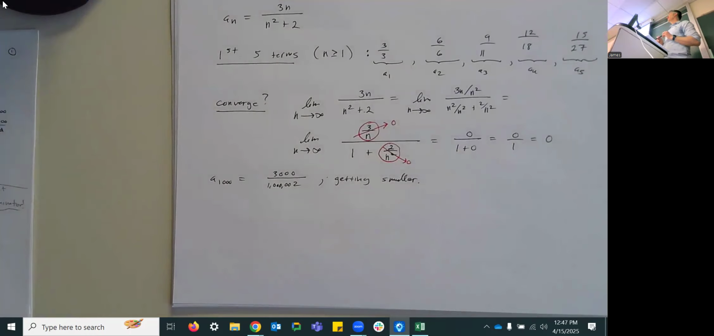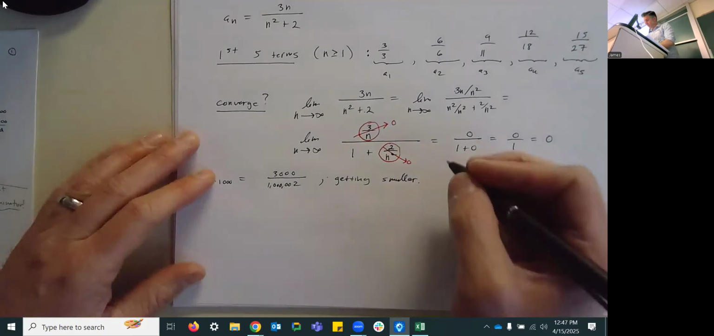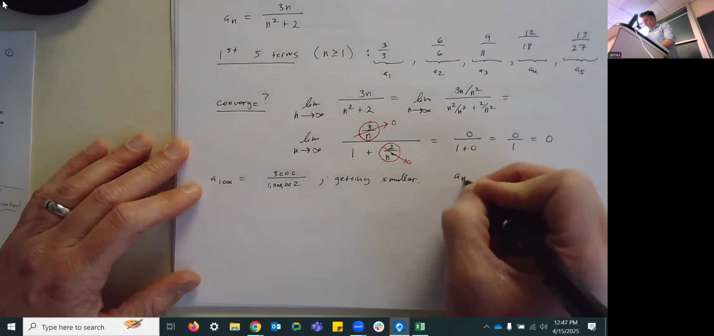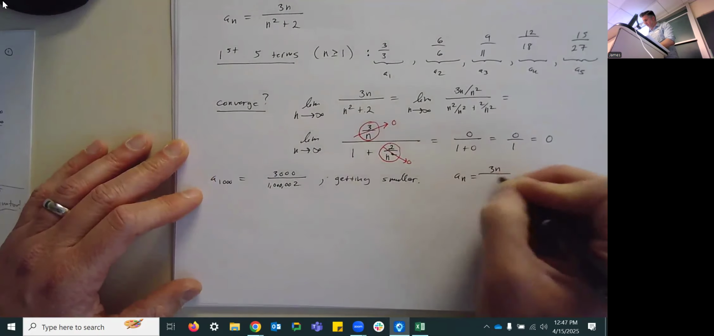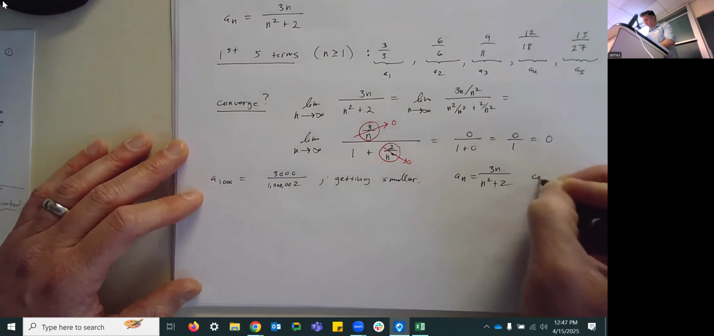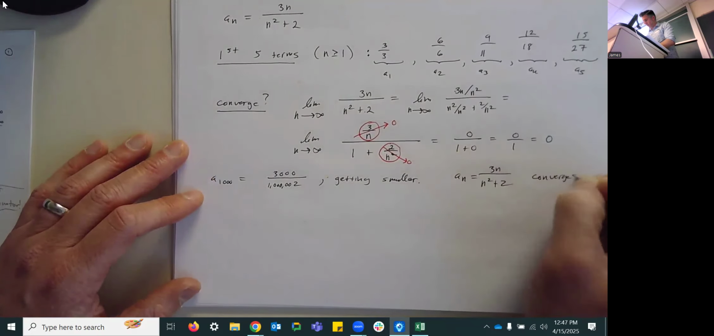Yeah, and just clarification. Does it converge or diverge? Good question. Does it converge or diverge? Yes. So often we'll kind of forget to even say that, like I just did, because we know that when the limit exists, that is what it converges to. So yes, we could say, oh yeah, our sequence a sub n equal to 3n over n squared plus 2 converges to the value of 0.